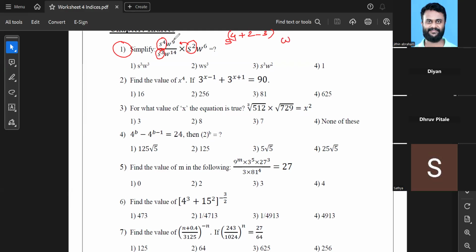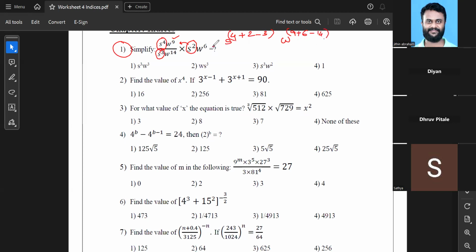Now let me consider w. When I consider w, first of all, I have 9. Then multiplication, I'll write plus. Then I have 6. For division, I'll write minus. Then I have 14.